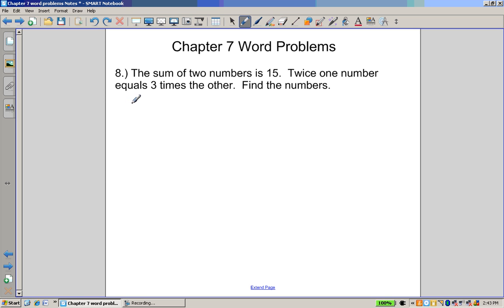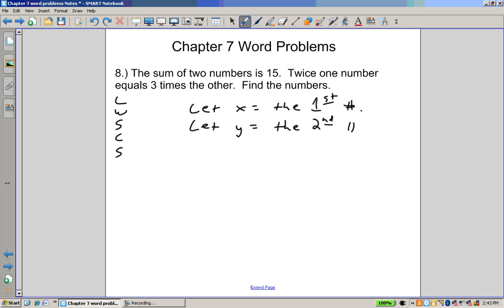Okay, let's see how you did. The sum of 2 numbers is 15. Twice 1 equals 3 times the other. Find the numbers. Let's go ahead. Let, write, solve, check, sentence. Let's see. It looks like we're just dealing with 2 numbers. So let x equal the first number, and let y equal the second number. Okay, so we've done let. Now let's write.